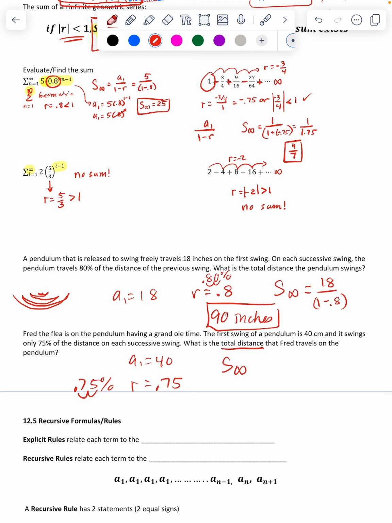Total distance, S sub infinity, because it goes back and forth and back and forth forever, is A1 over 1 minus my R. Do that on my calculator, and I get, I'm not sure what, probably 160. I'm going to go with 40 divided by, yeah, it is 160. And that is going to be total distance, and it is measured in something, centimeters.